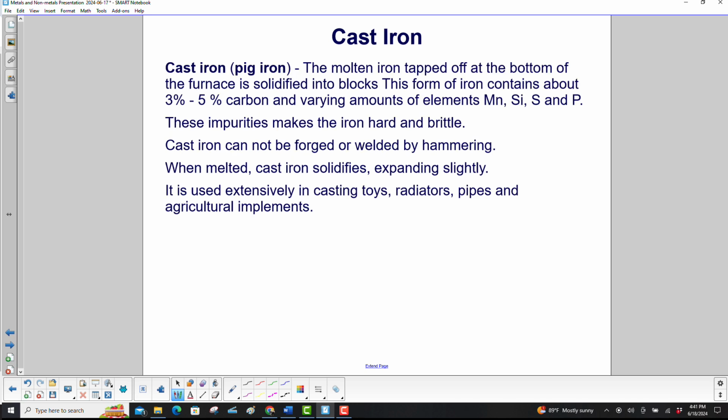Cast iron, also known as pig iron. The molten iron tapped off at the bottom of the furnace is solidified into blocks. This form of iron contains about 3 to 5% carbon and varying amounts of the elements manganese, silicon, sulfur, and phosphorus. These impurities make the iron hard and brittle. It cannot be forged or welded by hammering. When melted, cast iron solidifies, expanding slightly. It is used extensively in casting toys, radiators, pipes, and agricultural implements.